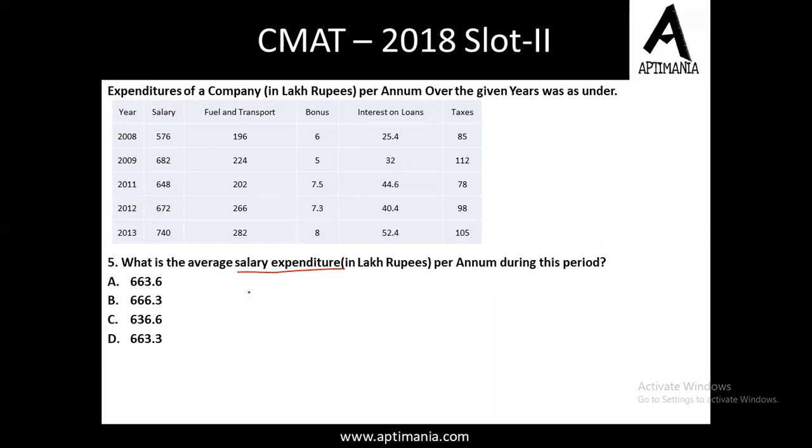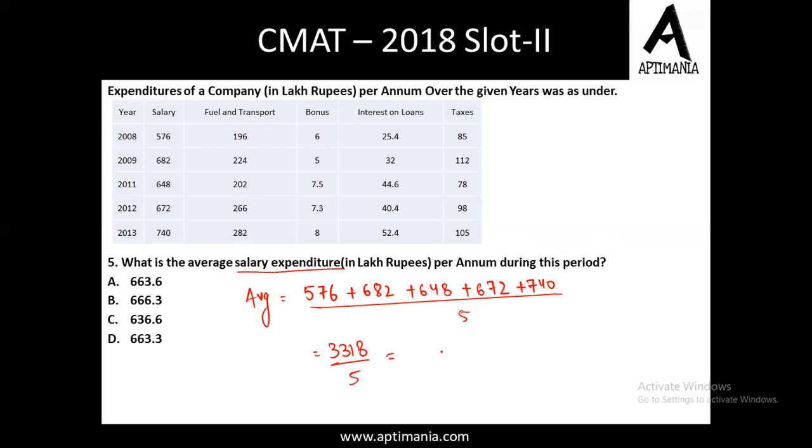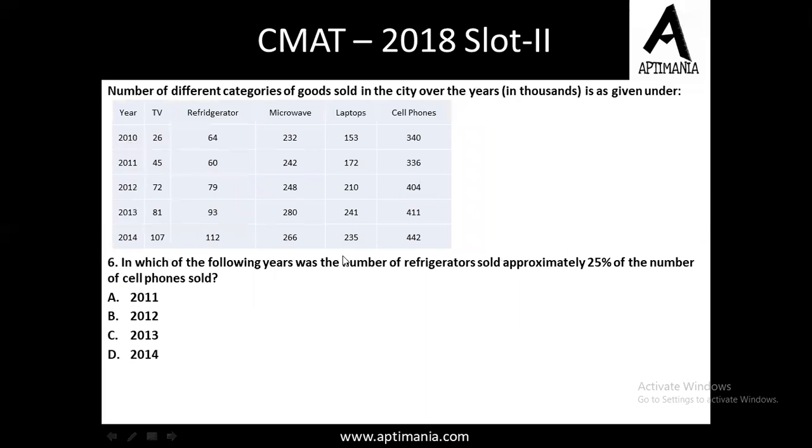What is being asked is to calculate the average salary expenditure per annum during this period. So to calculate the average, we'll simply add up all the values in the salary column. That's 576 plus 682 plus 648 plus 672 plus 740, and to get the average, we'll divide by 5. On adding the values, we'll get 3318, and dividing it by 5, we get 663.60, right? So for question number 5, option A, that is 663.6, is the correct answer. Let's go ahead to the next question.